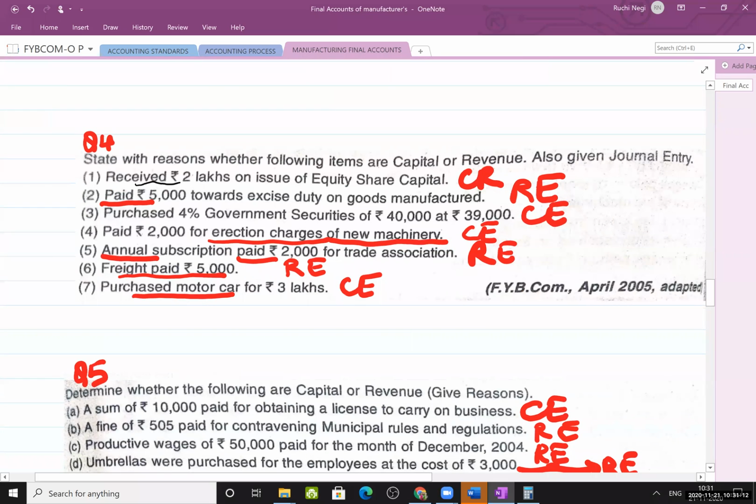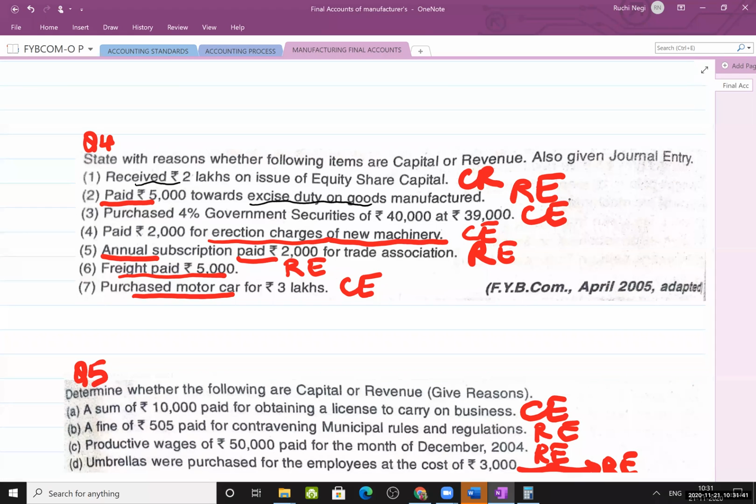Paid 5,000 towards excise duty on goods manufactured. ठीक है, एक्साइज ड्यूटी पे किया ना, वो भी गुड्स पे, buying and selling activity, तो it is revenue expenditure. Purchase 4% government securities of 40,000 and 39,000. Purchase किया मतलब पैसा बाहर गया, तो it's an expenditure, yes. Okay, and it's capital expenditure because it is investments into government bonds.